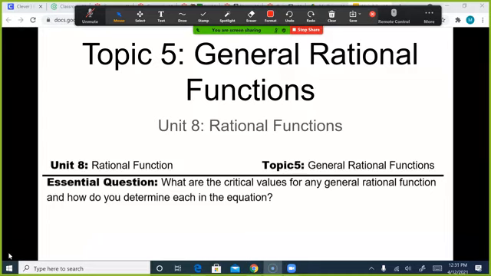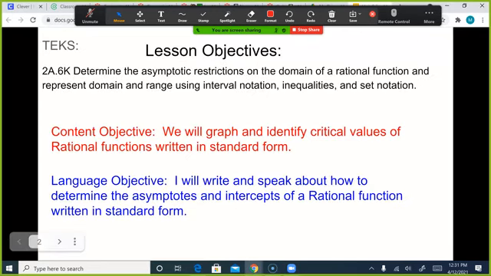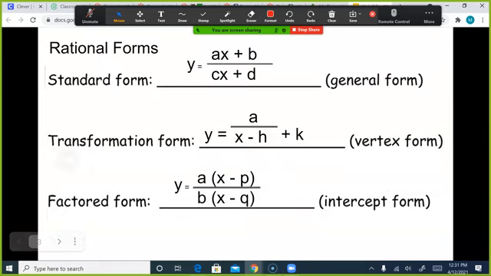Rational functions, because we're generalizing our rational functions from A, H, and K form to basically cover anything. So the critical values that we're going to find are the x and y-intercepts, the vertical and horizontal asymptotes, and then eventually we're going to add a hole in the graph, which when we get there you'll see what that looks like. But for sure those first four for all of them, the two intercepts and the two asymptotes. And then again, still talking about domain and range and all the critical information.